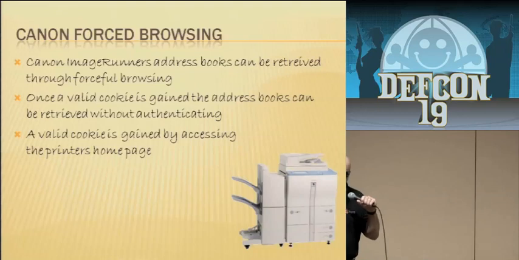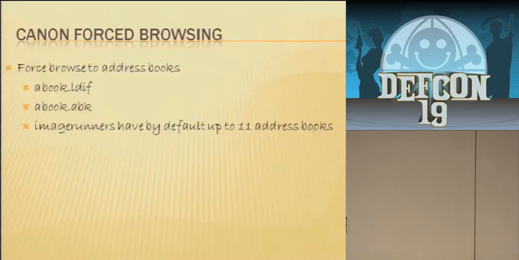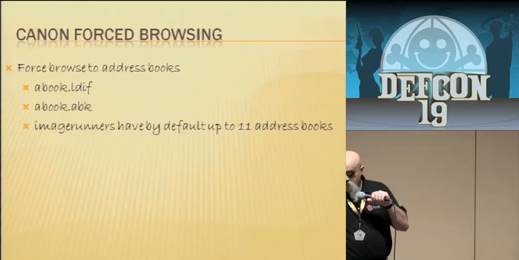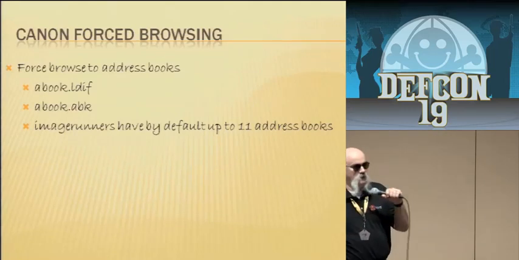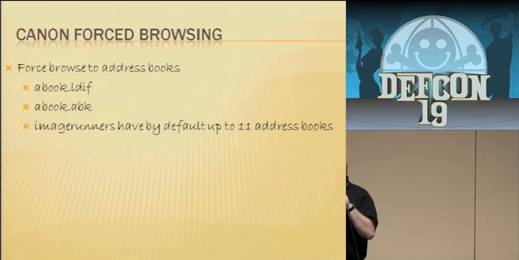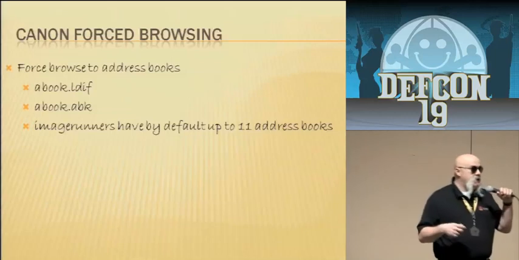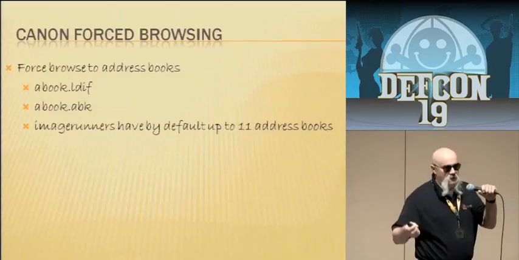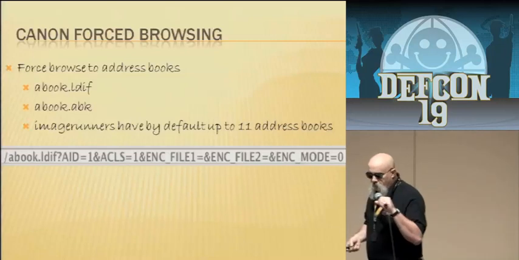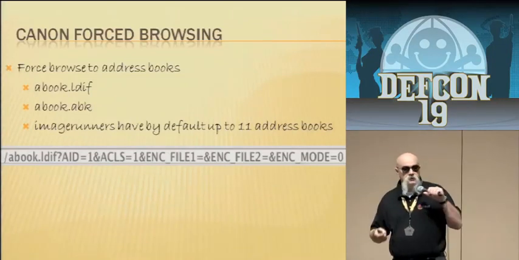So let's look into forceful browsing, gaining access to that. Again, the extensions on this device, or the files we're after, are .ldif or .abk. Very non-standard file extension. So maybe that plays a role in why we can get access to it. The imageRUNNER actually has 11 address books, or up to 11 address books that you can query on it. So if you type in this URL, you should be able to extract it.